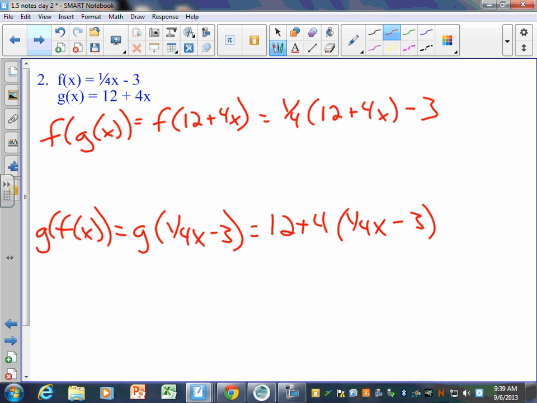You have to check both. It has to work both ways. So you have to do f of g and g of f. It's like two problems in one. It's both level problems. Why don't you want to do it?